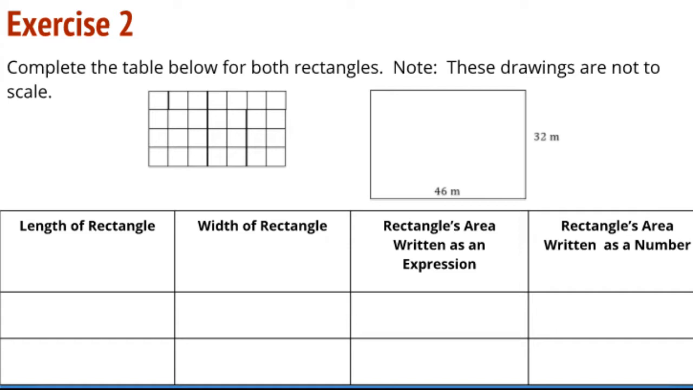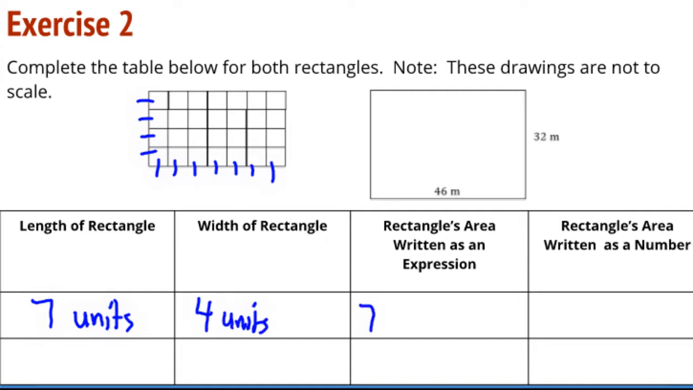So let's take a moment here and look at another exercise. So we need to find information about these 2 rectangles. First question is, what is the length? 1, 2, 3, 4, 5, 6, 7. 7, and it looks like we're looking at units. It doesn't specify anything for us. The width, 1, 2, 3, 4, 4 units. And if I write that as an expression, I've got 7 units times 4 units. I'll abbreviate units as UN. And then I can multiply and find that I have 28 square units.